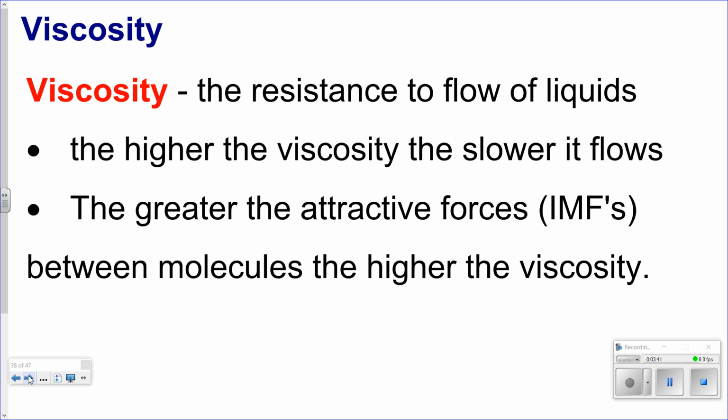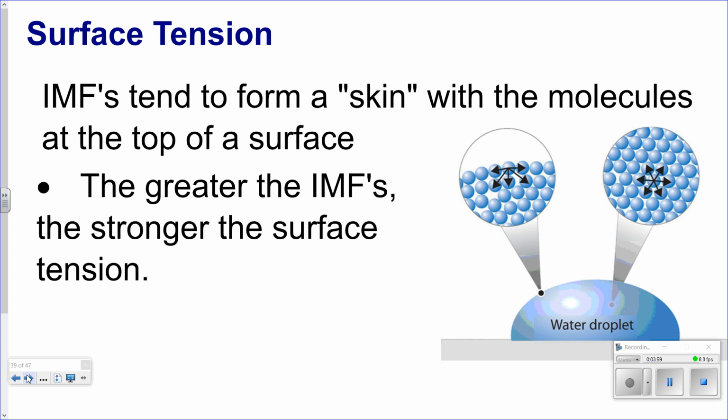Okay. An exception to this might be water, where it has extremely high intermolecular forces, but the particles are very small. Okay, they have a very small electron cloud, and they don't get tangled up very much either. Okay, so viscosity can be affected by intermolecular forces. The next thing would be surface tension.